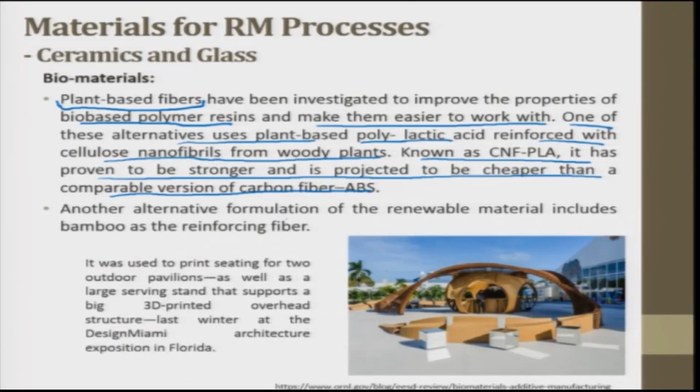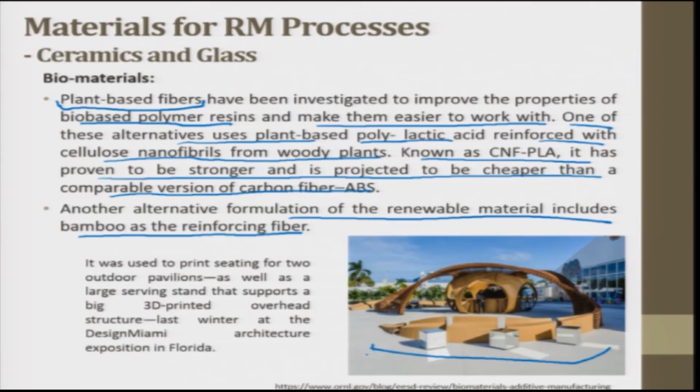Another alternative formulation of the renewable materials includes bamboo as the reinforcing fiber. This complete seating outdoor pavilion is constructed using additive manufacturing process using bamboo as the material. So, it was used to print seating of 2 outdoor pavilions as well as a large serving stand that supports a big 3D printed overhead structure. This structure they are talking about. So, this is the reference from where this is taken. These are biomaterials. Some examples of the biomaterials.